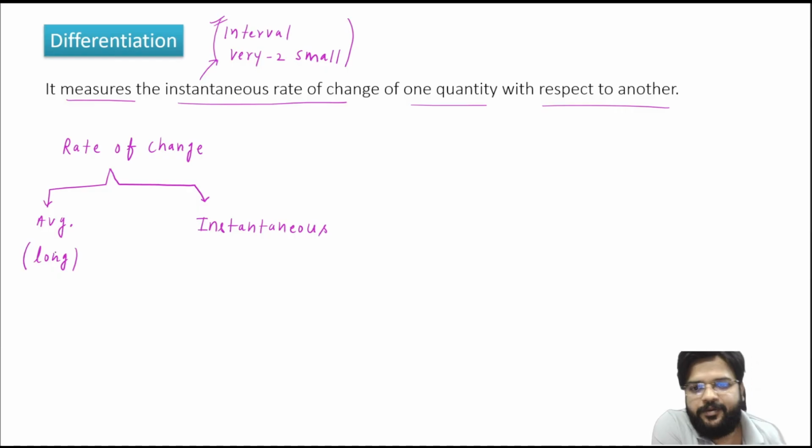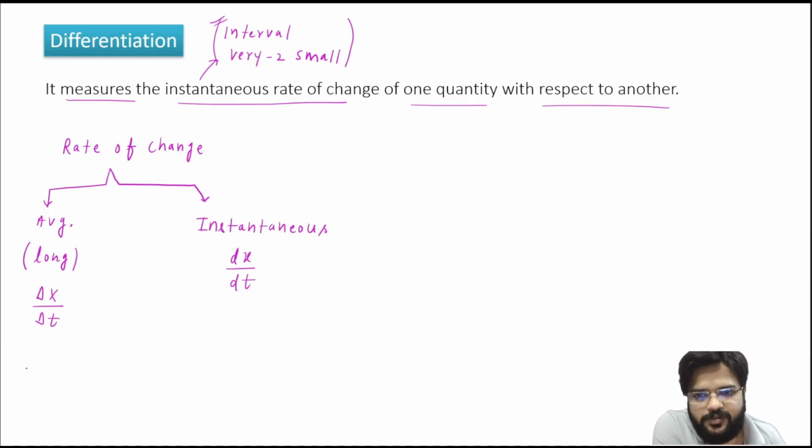How are we denoting average, everyone? With del x by del t. Here the interval is large. Correct? And for instantaneous, we write dx by dt. Alright, dx by dt.